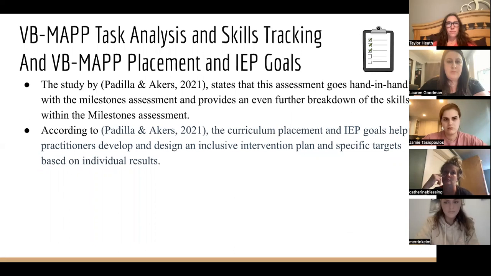VB-MAPP task analysis and skills tracking, and VB-MAPP placement and IEP goals. The study by Padilla and Akers 2021 states that this assessment goes hand in hand with the milestone assessment and provides an even further breakdown of the skills within the milestone assessment. According to Padilla and Akers 2021, the curriculum placement and IEP goals help practitioners develop and design an inclusive intervention plan and specific targets based on individual results.